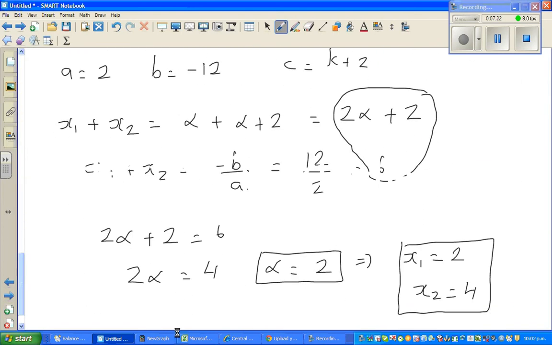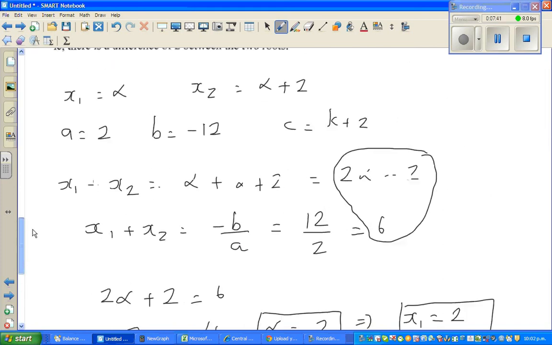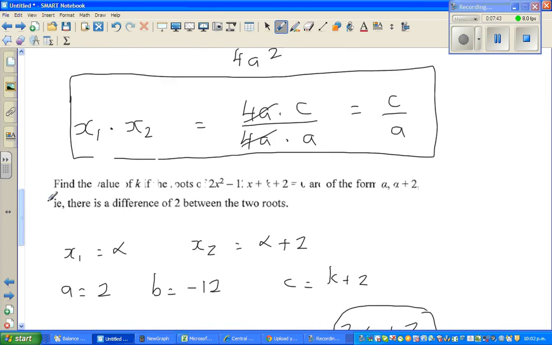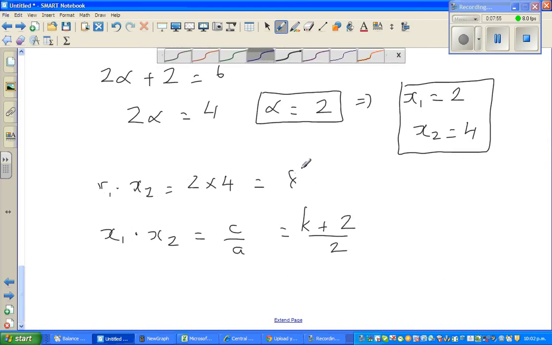So what do we know about x1 times x2? So x1 times x2 is 2 times 4, which is 8, and x1 times x2 by the formula we proved is c over a. What is c? C is, we can have this formula. This is c, and this is a. So I can say that is k plus 2 over 2.